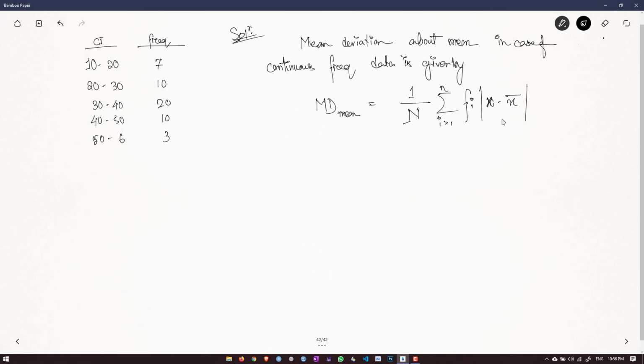So the first step is, obviously you will have to find out what is the x bar, because we don't know the mean, right? So we will create a table. For calculation, we construct the following table.